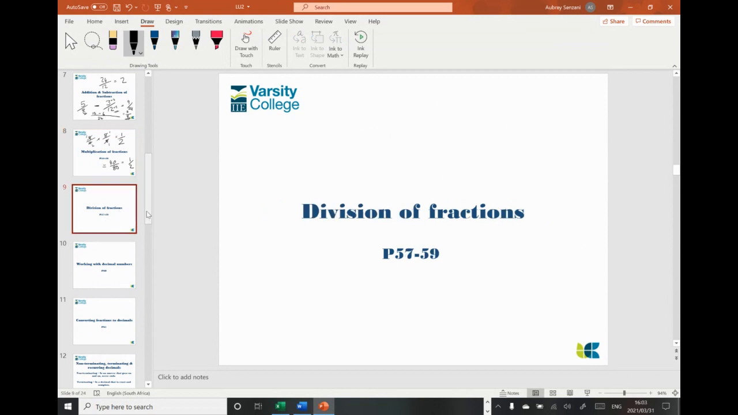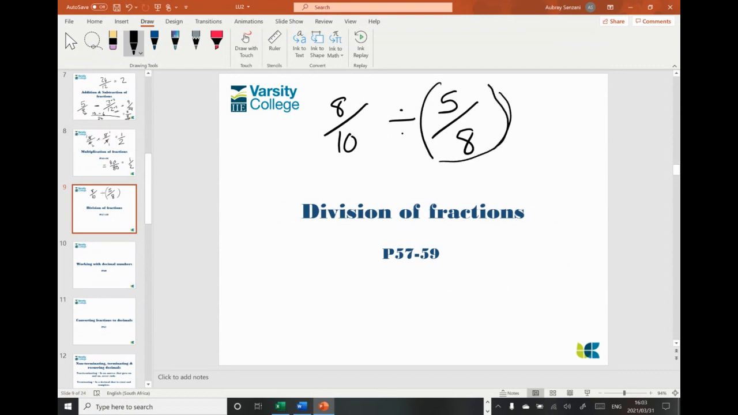Then we get division. Let's use the same one: 8 over 10 divided by 5 over 8. When it comes to division, all that you do is invert the second fraction. So you then say 8 over 10 times 8 over 5.